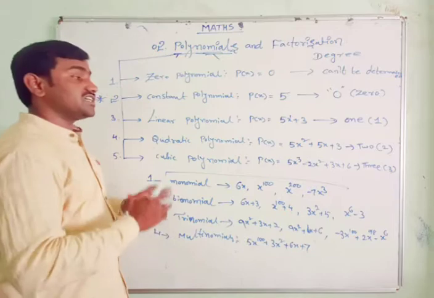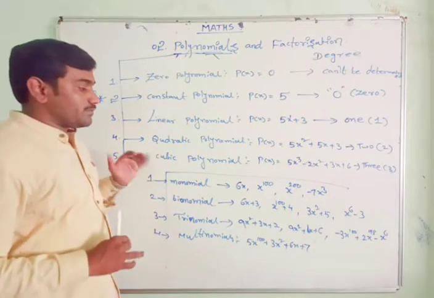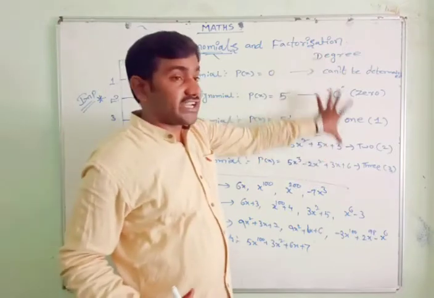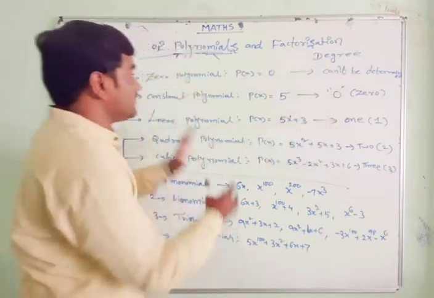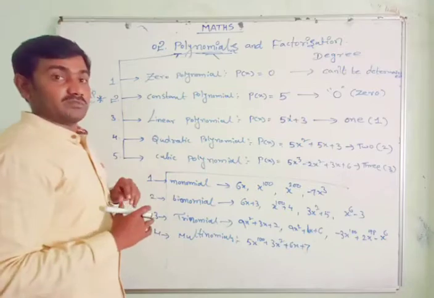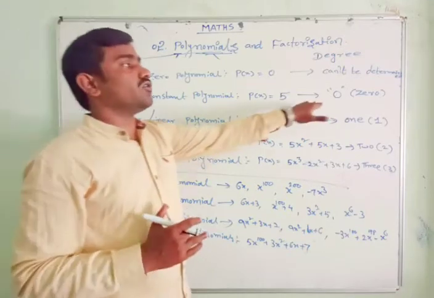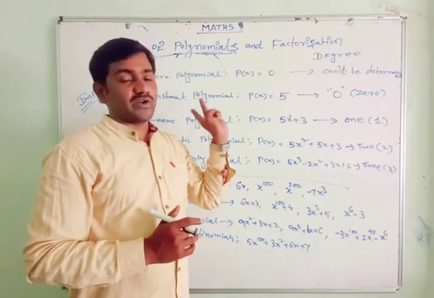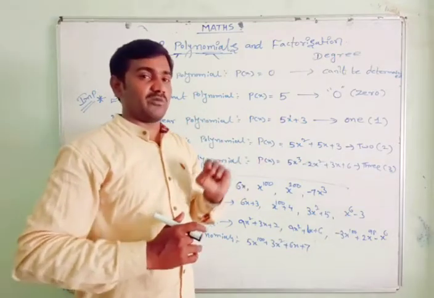Here, based on powers, the degree will decide which kind of polynomial it is. Based on degree, if the degree is 0, that is a constant polynomial. If the degree is 1, linear polynomial. Degree 2, quadratic polynomial. Degree 3, cubic polynomial.